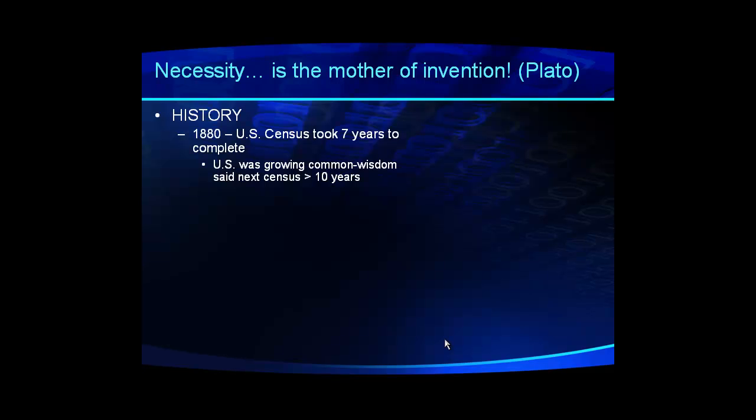U.S. Census. The actual counting of the U.S. Census took around 7 years to complete. Well, the concept was that the new census was going to take more than 10 years. Since you needed to do a census every 10 years by the Constitution, and it was going to take us longer to count it than the 10-year interval, something had to be done. So the Census Department needed a better method.